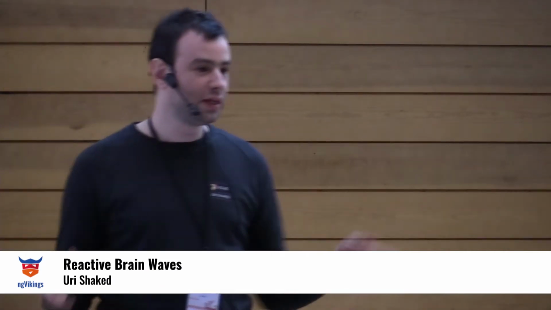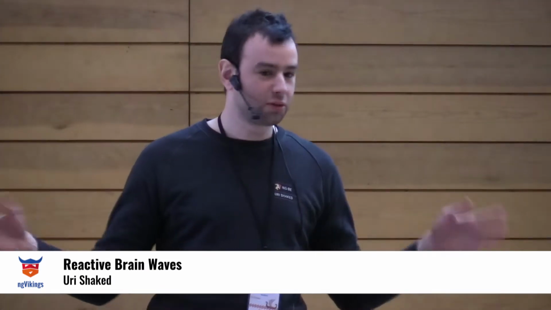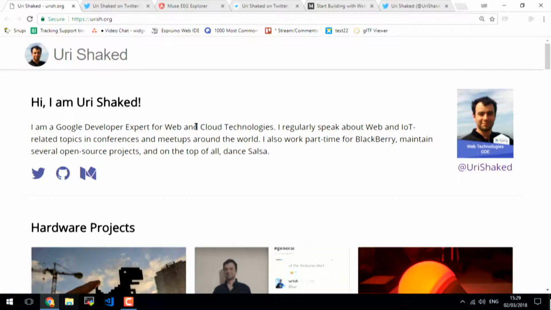A few words about me before we get started. So I'm Uri, a Google developer expert for web technologies, and now also the Google Assistant, which means I go and speak in conferences, write blog posts. And if you are sharpshooters, you probably noticed that I also work part-time for BlackBerry. Yes, they still exist.